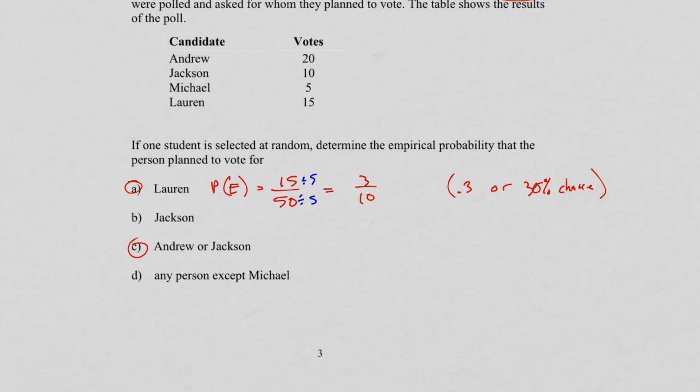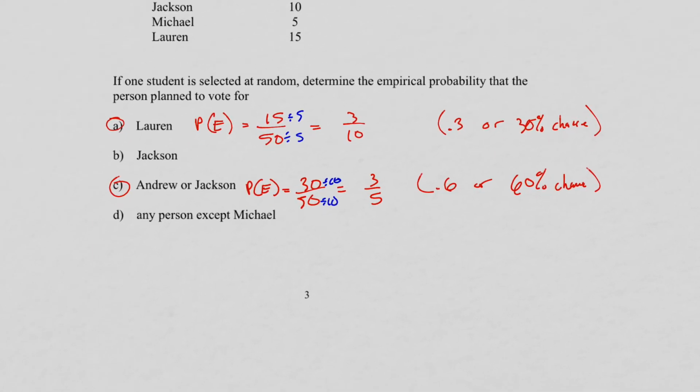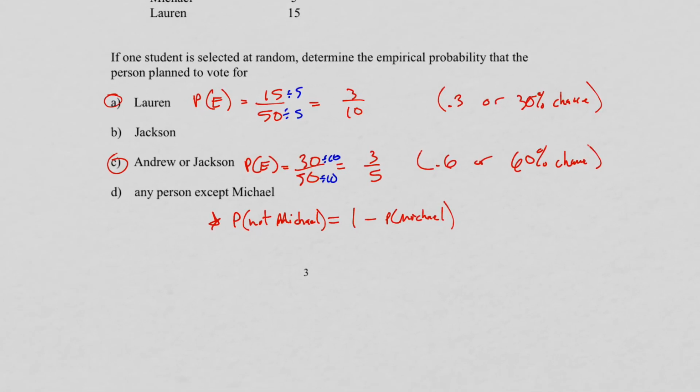And then Andrew or Jackson. Okay, Andrew is 20, Jackson is 10. Add those up, you get 30 out of 50. Divide those by 10, and you have 3/5. Now, any person except Michael, you can add them all up, or you can do the probability of not Michael, which would be 1 minus the probability of Michael. So you don't have to do it this way, but you can if you want.